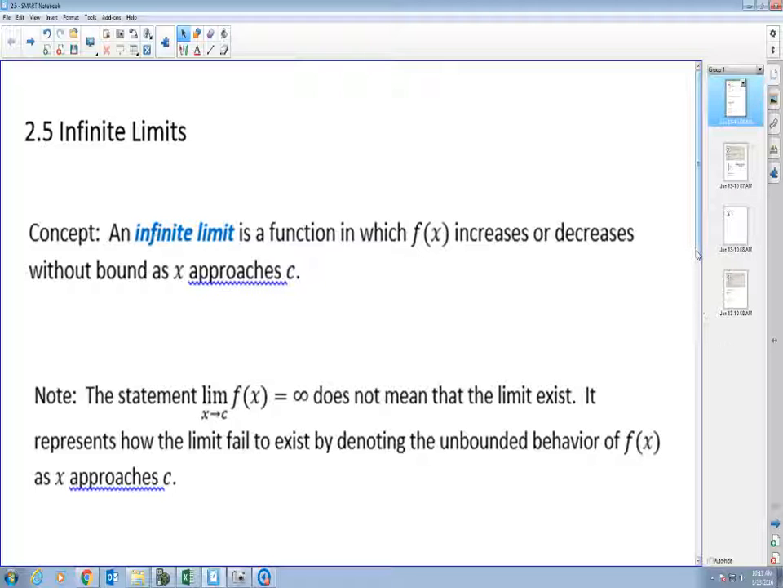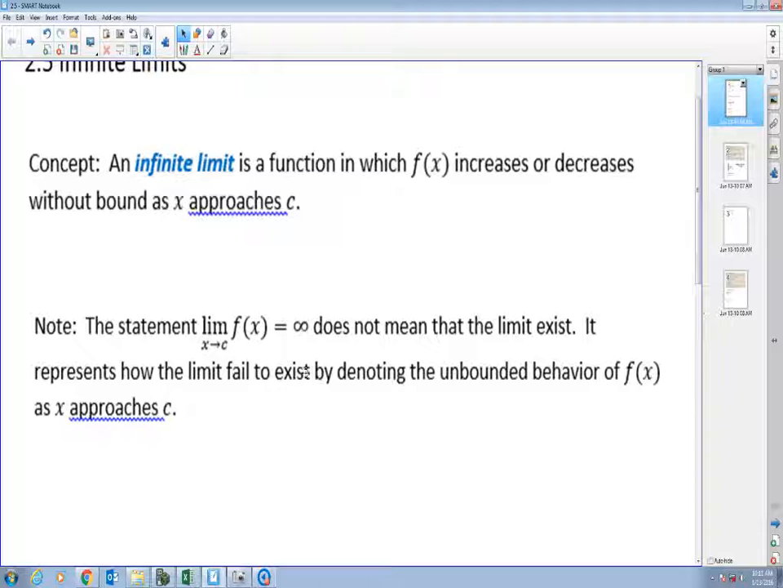Welcome to Calculus 1. In this video, we're going to talk about what we call infinite limits. If I were to define what an infinite limit is, an infinite limit refers to a function in which f of x, the y value, increases or decreases without bound as x approaches c. I used that phrase before: the function increases or decreases without bound. That is what we call an infinite limit.